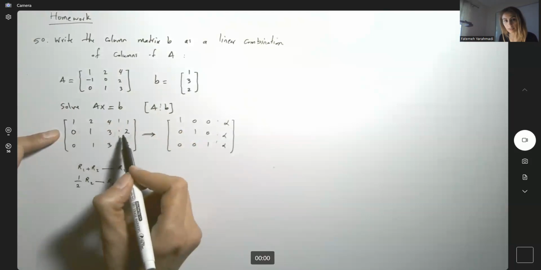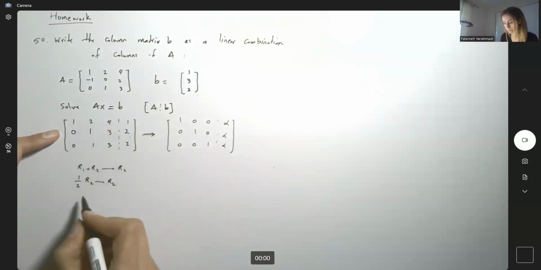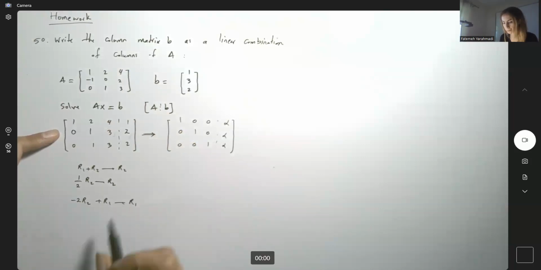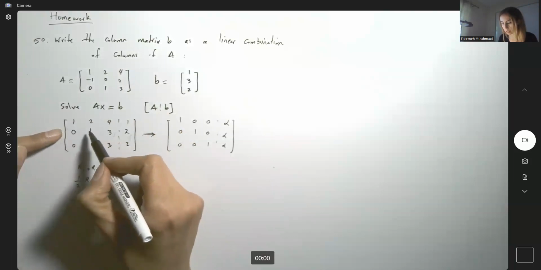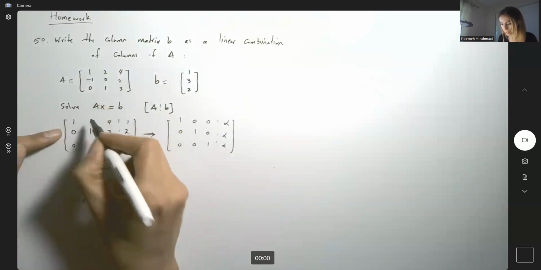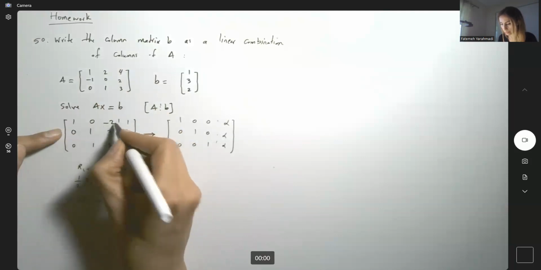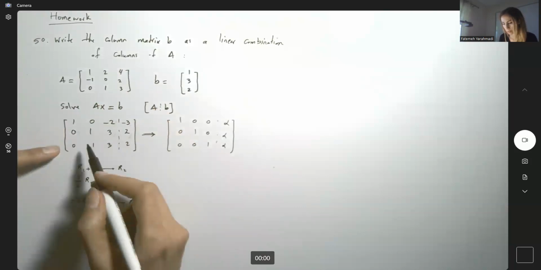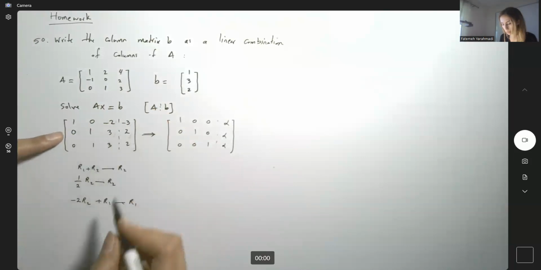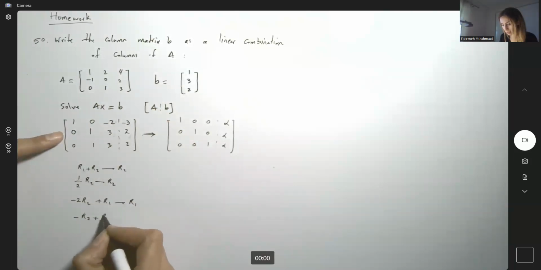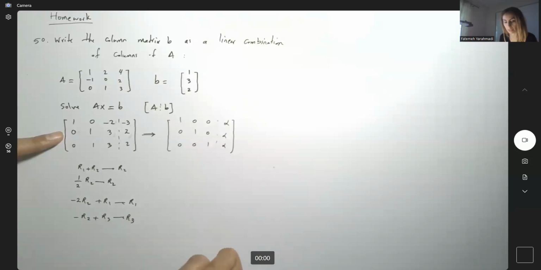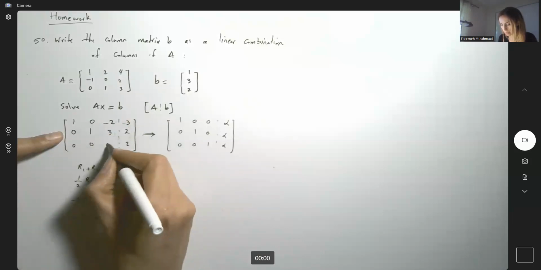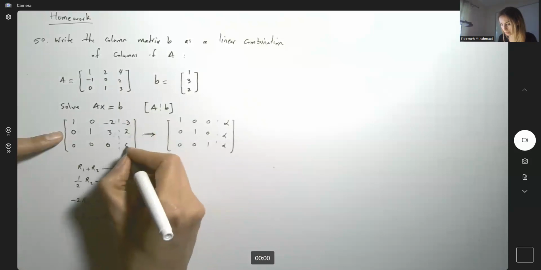We're going to multiply the second row by negative 2 and add it to the first row. Negative 2R2 plus R1 becomes our new R1. This doesn't make any changes. Negative 2 plus 2, 0. Negative 6 plus 4, negative 2. Negative 4 plus 1 gives us negative 3. This guy must be 0. So we're going to multiply the second row by negative 1 and add it to R3. And this is going to be our new R3. So this doesn't change anything. This is going to be 0. Another 0. And negative 2 plus 2 is 0.